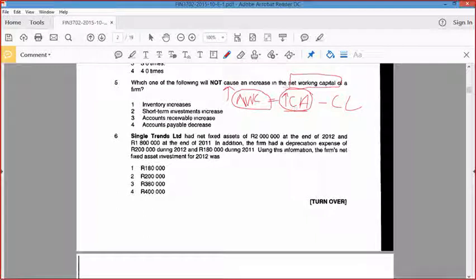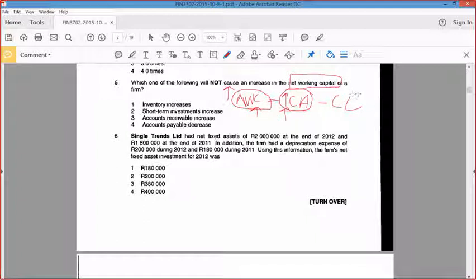Okay, so if the current assets go up again, does the working capital change? Yes, so in that instance, net working capital also goes up. So same as the first one. Okay, accounts receivable, if that goes up, this goes up. Does that cause an increase? Yes, it does. Okay, and then number 4, accounts payable.